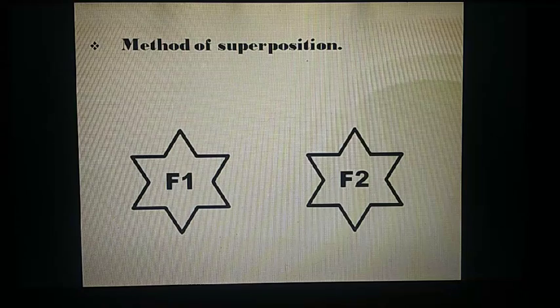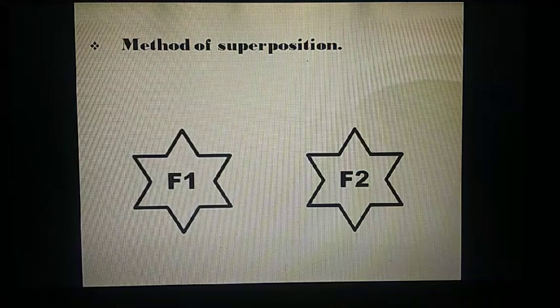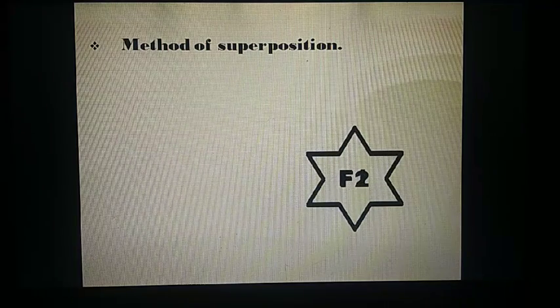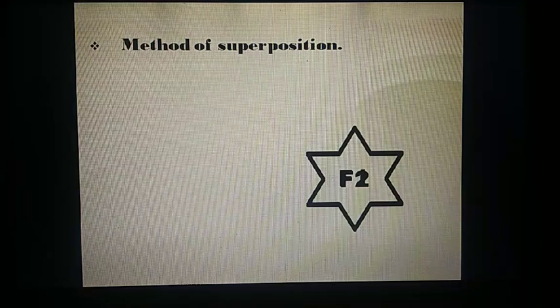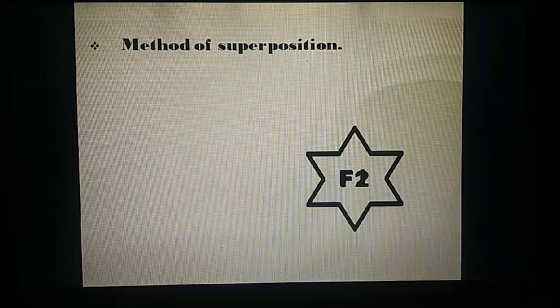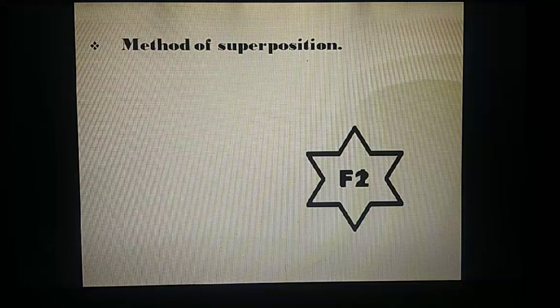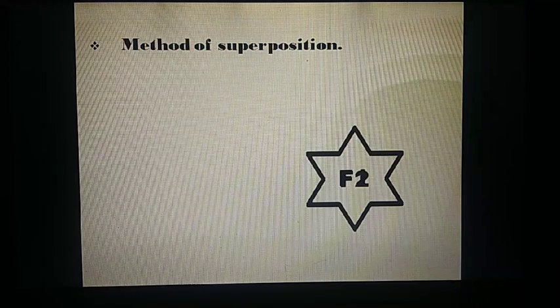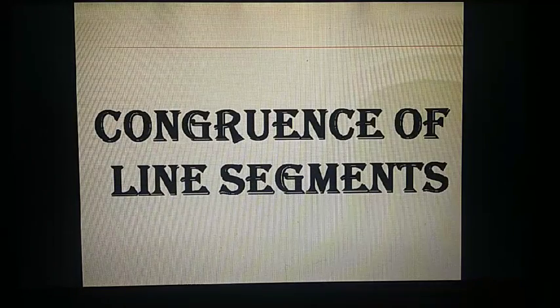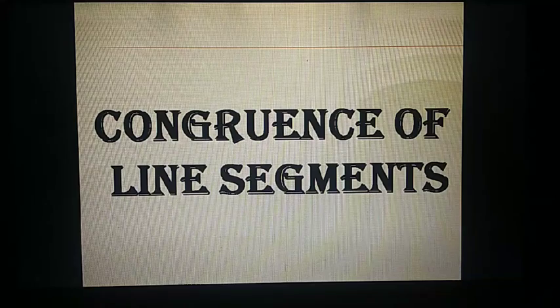As per this method, if we place the first figure on the second, the figures should cover each other completely. As you can see here, the figures are covering each other completely. So, we can say that they are congruent. Moving to the next condition, congruence of line segments.